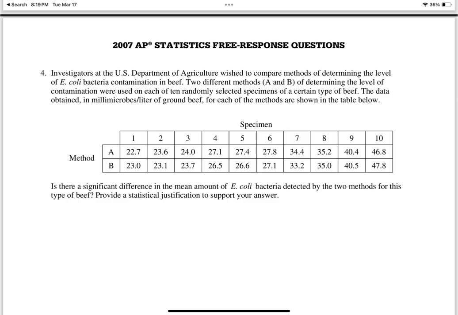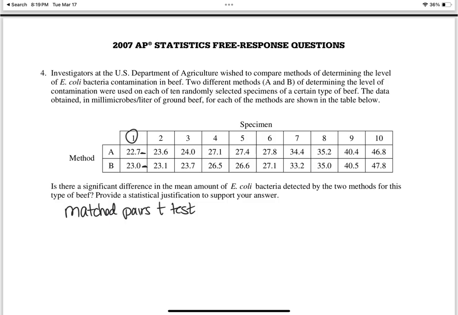So what you're seeing is there were 10 pieces of beef and they did method A and method B on this. So this is going to be a matched pairs t-test. Because this is one piece of beef, they did method A, they got 22.7, they did method B, they got 23. So they're comparing the methods, and it said there were 10 pieces of beef. So this is matched pairs.